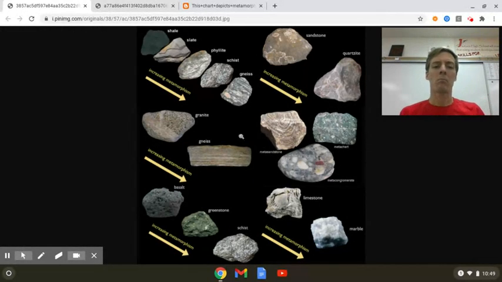So that's kind of it. Metamorphic rocks change because of heat and pressure. That's it. They change because of heat and pressure. They don't always look like their parent rock. It's good stuff.